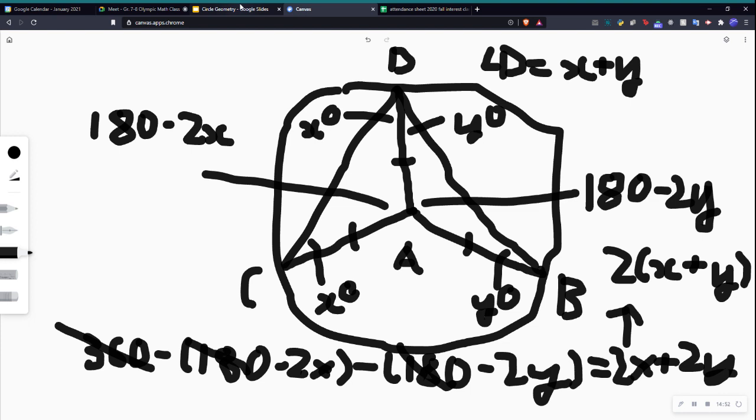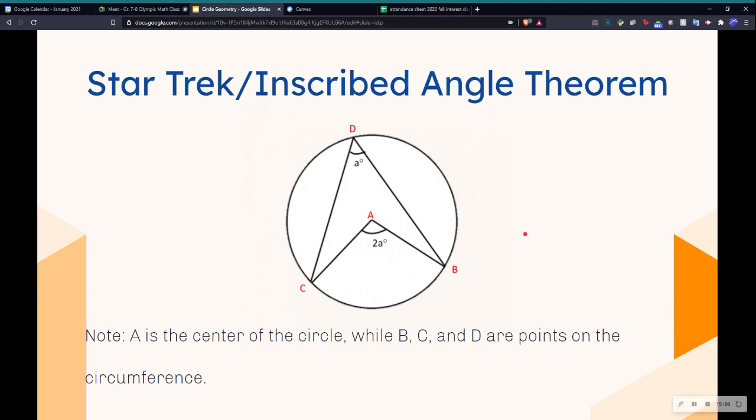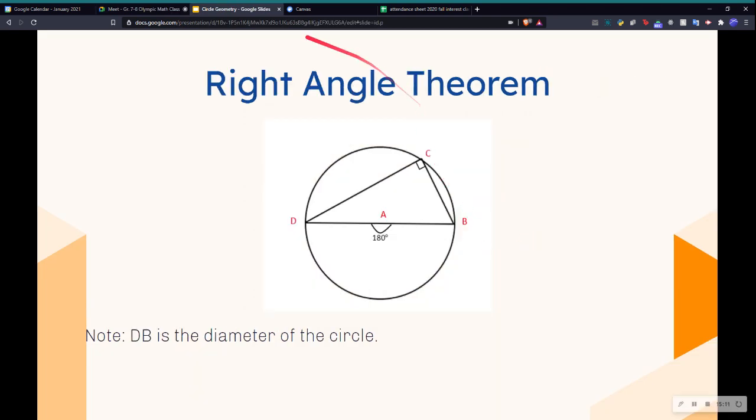Any questions about this? If there are no questions, I'm going to move on. All right. Now we're going to move on to this right angle theorem.